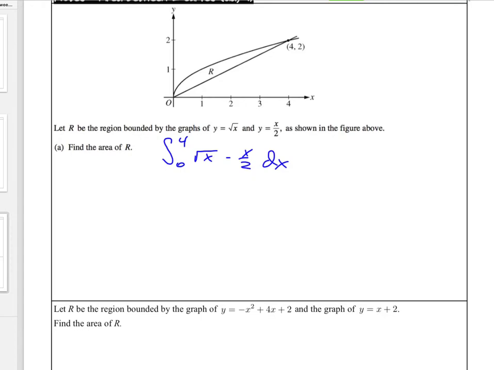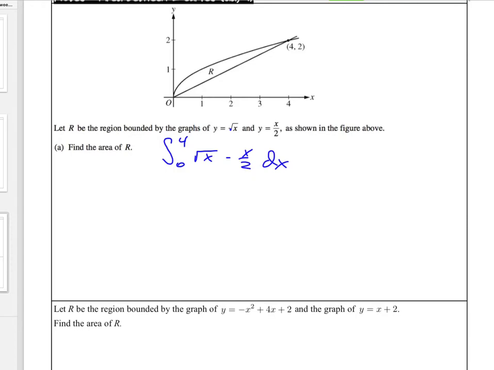But let's say I didn't know that. What's something else I could do to figure out which one's on top? Plug in a point in my interval. So between 0 and 4, I can pick an x value. Obviously, 1's probably the easiest to plug in. If I plug 1 into the square root, that gives me 1. If I plug 1 into x over 2, that gives me 1/2. Since one of them gave me 1 and the other gave me 1/2, the one that gives me a bigger number is the one that's on top. So that tells me the square root of x has to be on top. You guys follow that? Okay.